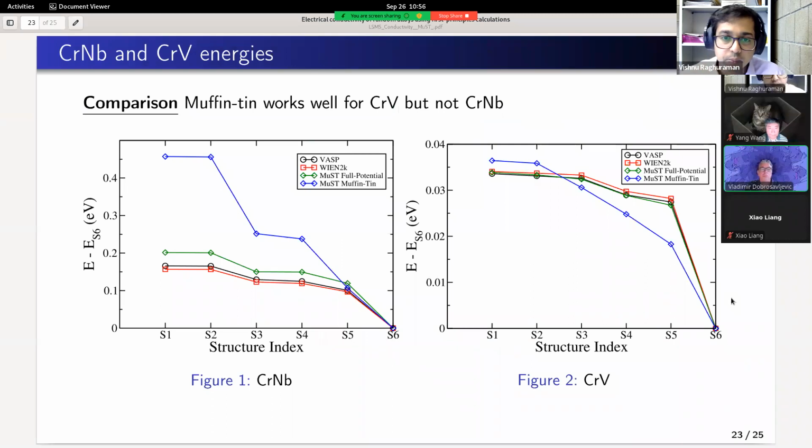So here's the comparison. On the left, you have chromium niobium. On the right, you have chromium vanadium. Now, the most remarkable thing is the muffin tin is incredibly wrong for chromium niobium. So the muffin tin shows a much higher relative energy difference than what it actually is. And that's not really the case for chromium vanadium. There's a much smaller mismatch. The full potential seems to perform well for all the systems.